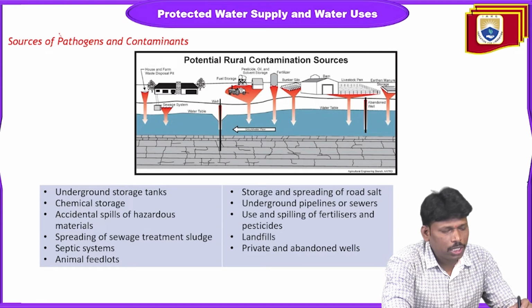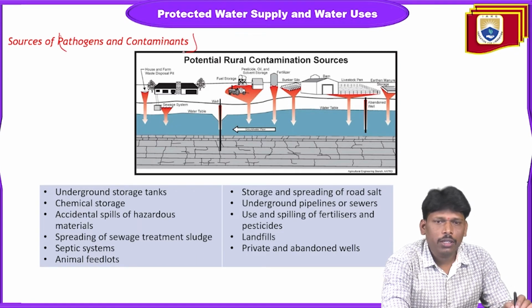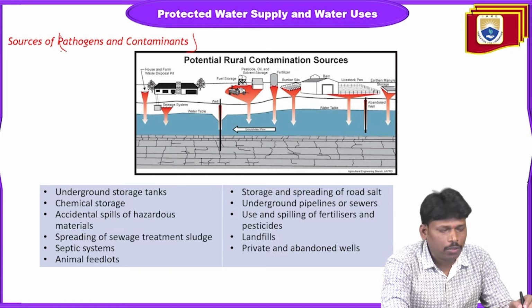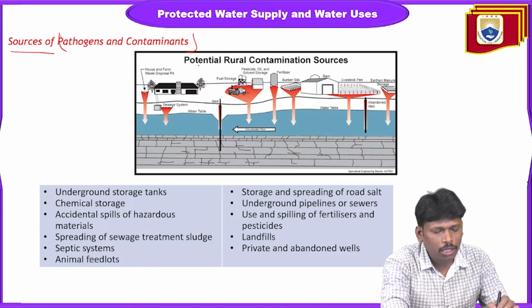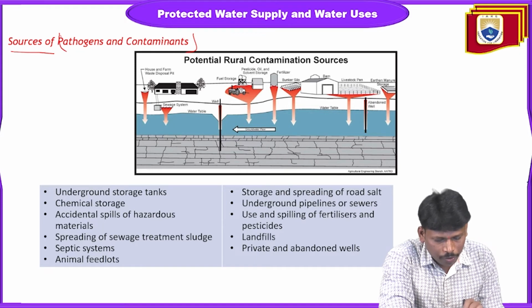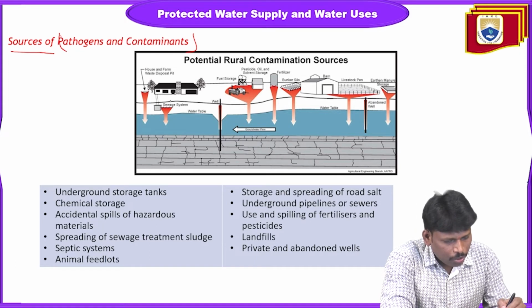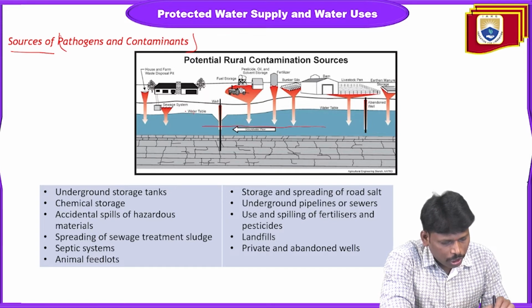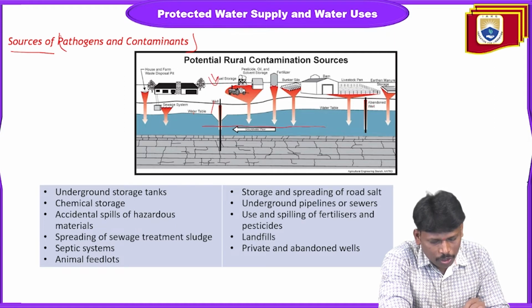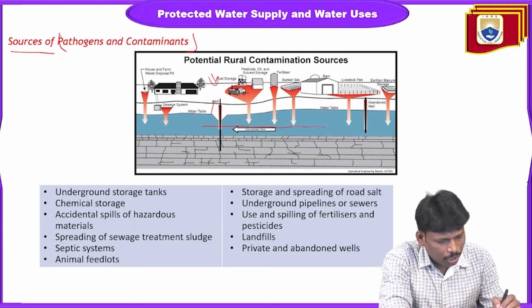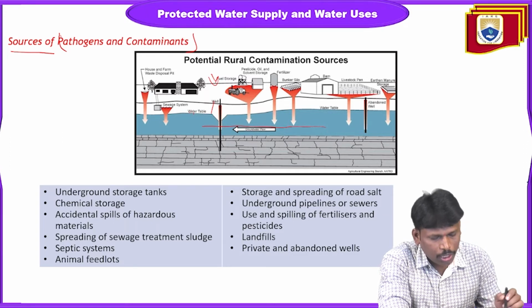Now that we have discussed the various characteristics of pathogens and contaminants, what is the source of these pathogens and contaminants? You can observe here, for example, this is the groundwater flow, this is the water table, and this is the surface. You can see the various sources and how they are entering the groundwater.